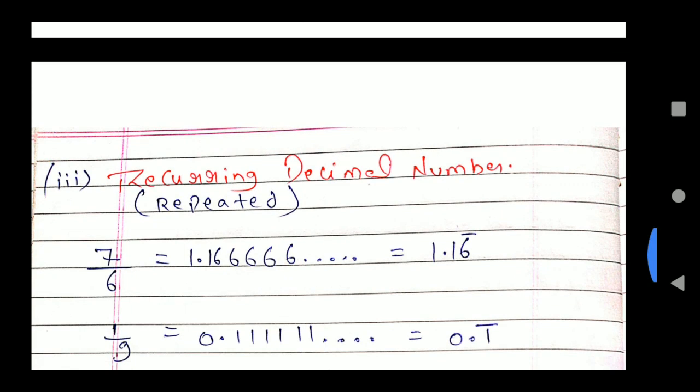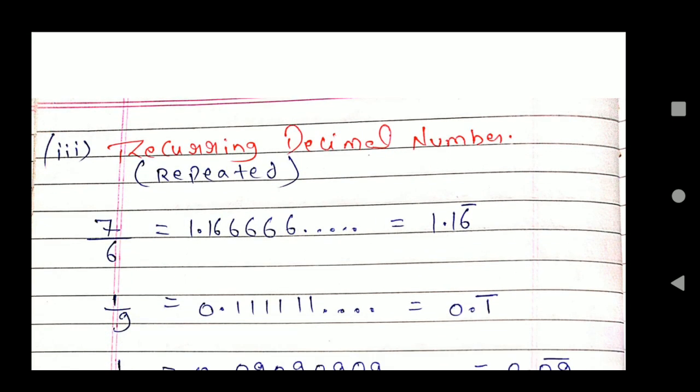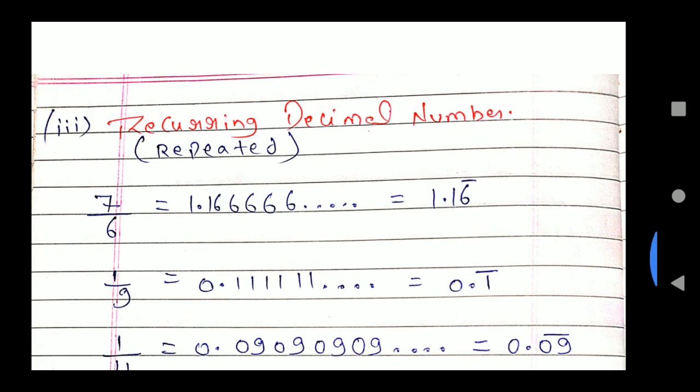Now see the recurring decimal number. What do I have to write here? Repeated numbers. Recurring means repeated. Suppose we take the example 7 upon 6. If we divide 7 by 6, what do we get? 1.16666 dot. The 6666 will go up to infinity, so if we stop at 6666, we make a power bar. Here you get 1.16 with a bar over the 6. Okay, it stops.